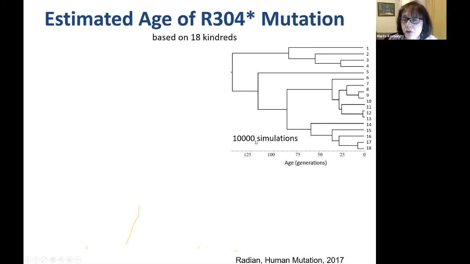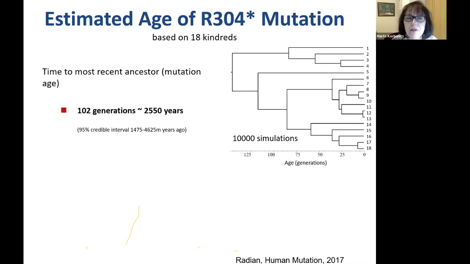And then with computers, we did 10,000 similar simulations, so 10,000 similar family trees, just to see which could be the possible ones. And then using this method, we found that the founder probably lived around 102 generations ago, which is equivalent to about 2,500 years.